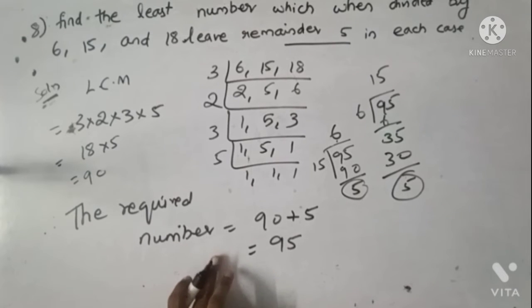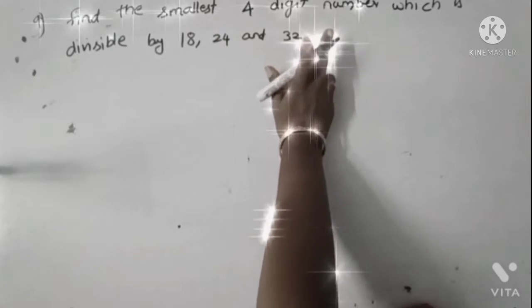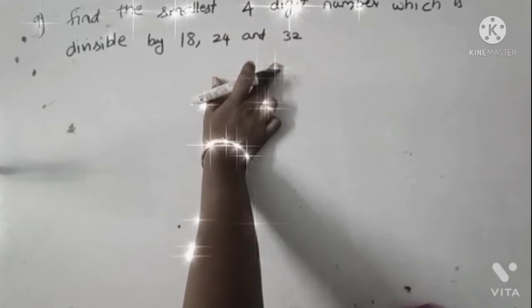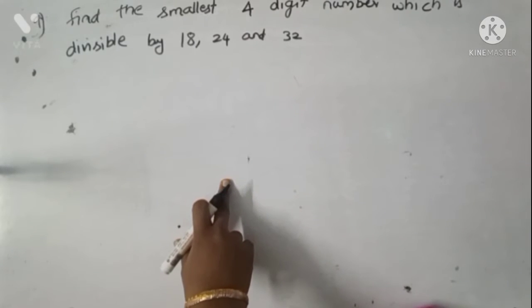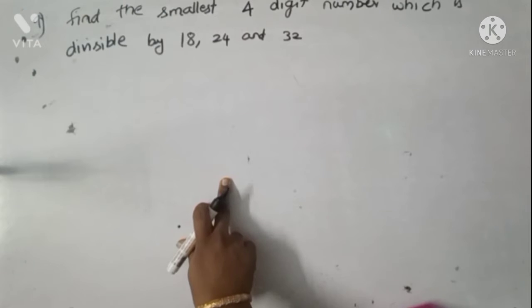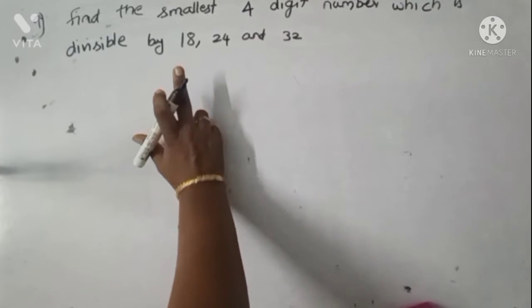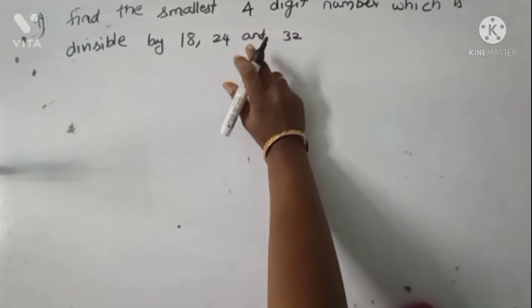So therefore the required number is 95. So sum number 9: find the smallest 4-digit number which is divisible by 18, 24, 32. It is just like sum number 4 and sum number 5, isn't it? In sum number 4, we had found out the smallest 3-digit number. Here in sum number 9, the smallest 4-digit number. So for that, what is the procedure?